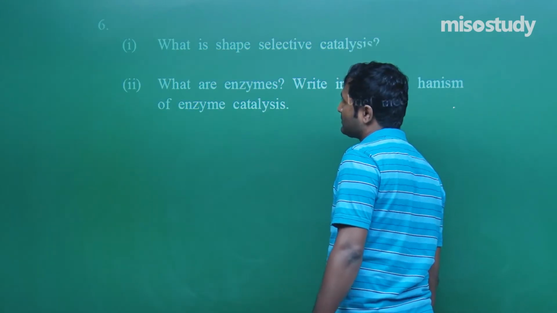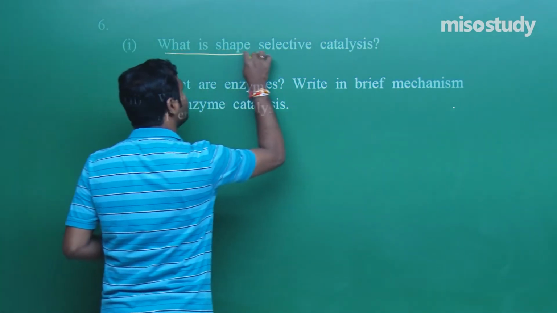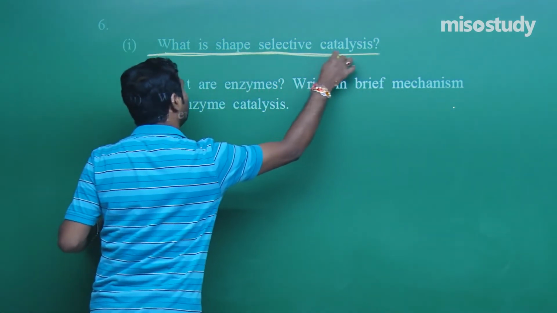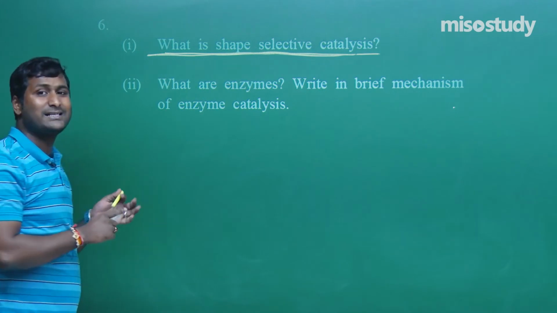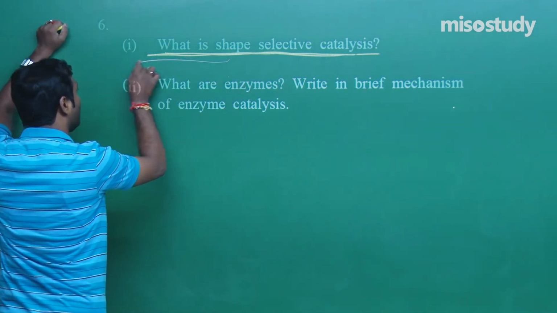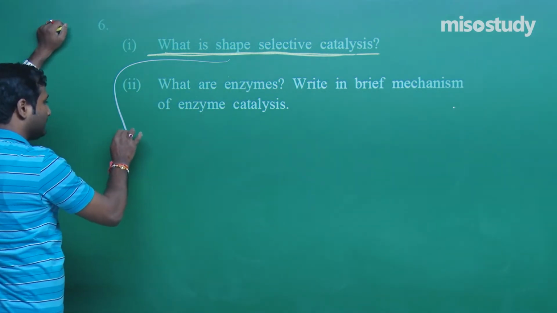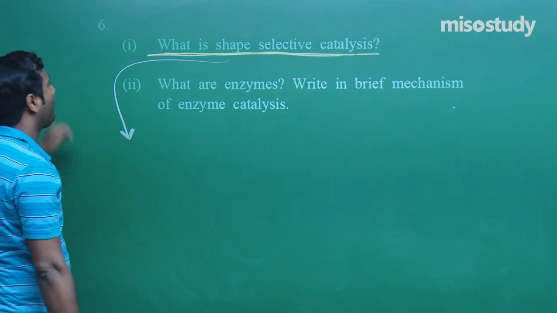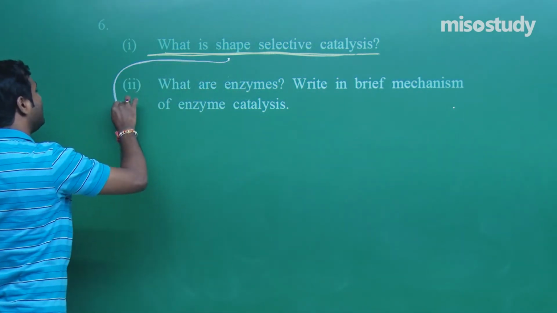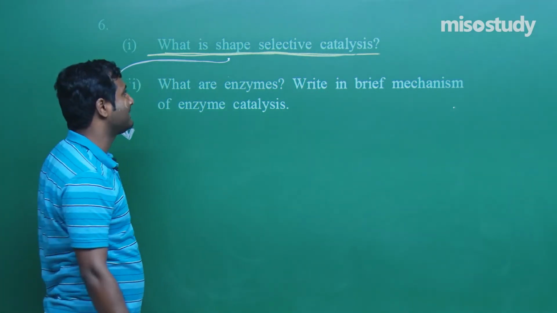Now the next one is question number 6. What is shape selective catalysis? I have discussed this thing in my lecture also. I have discussed all the things in my lecture also. Still, what is shape selective catalysis? The catalysis which depends upon the pore structure of catalyst and the structure, or you can say the size of the reactant or the product, that is known as shape selective catalysis.